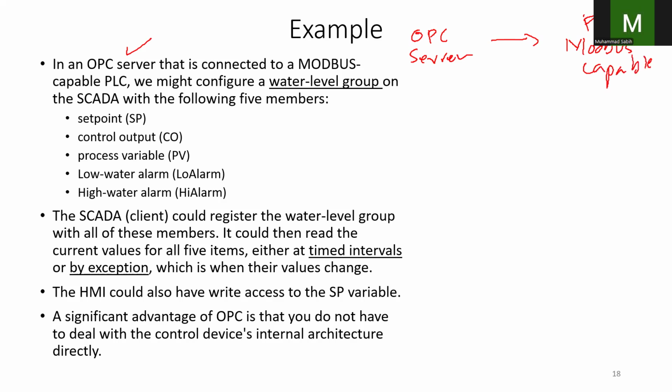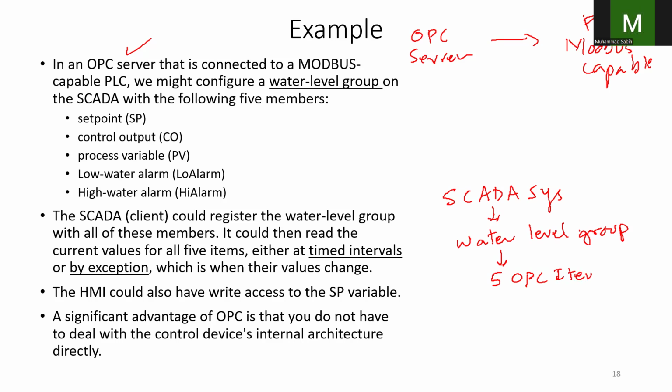And on the SCADA system, we also have a SCADA system. On the SCADA system, we have defined a group, or water level group. And this water level group actually contains 5 OPC items. Okay, so these are the 5 OPC items.